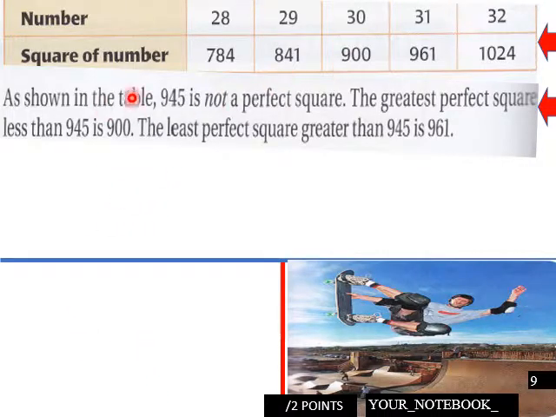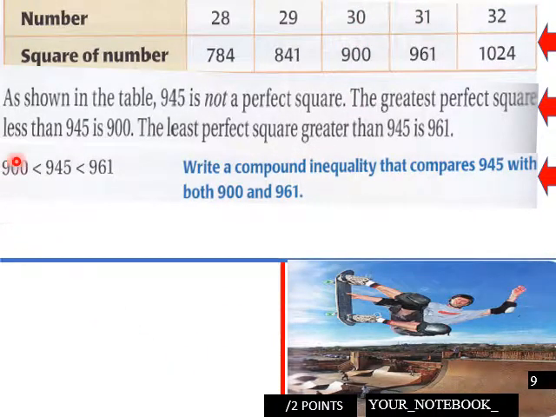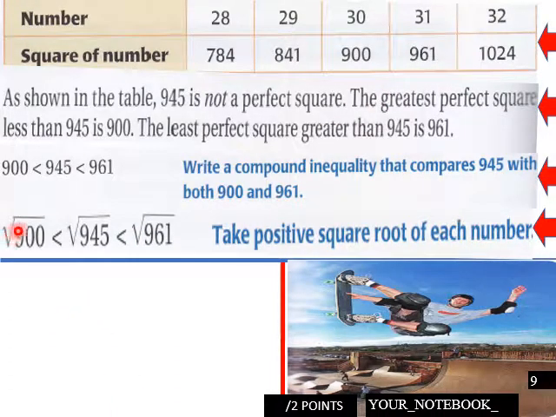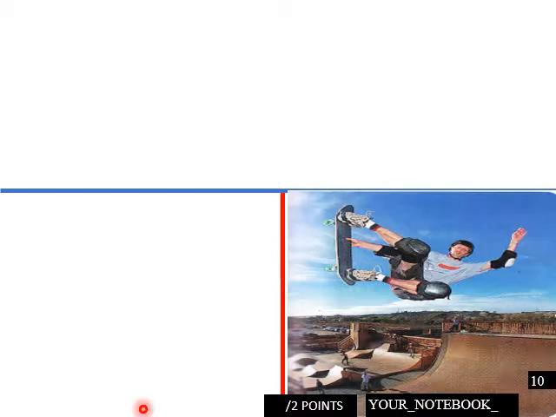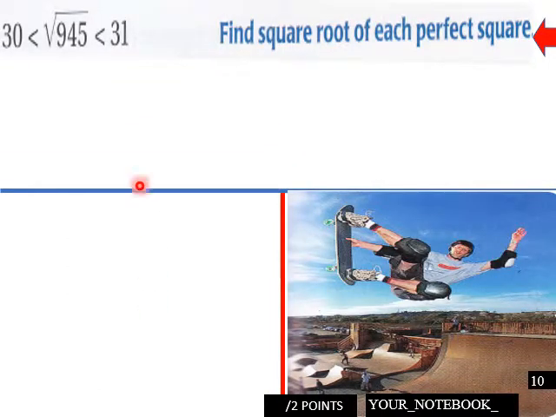It's not down here in our bottom row of perfect squares. It looks like it's somewhere between here and here. 900 is less than 945 is less than 961. So we can safely say the square root of 900 is less than the square root of 945 is less than the square root of 961. Notebook page 10. 30 is less than this, is less than 31.